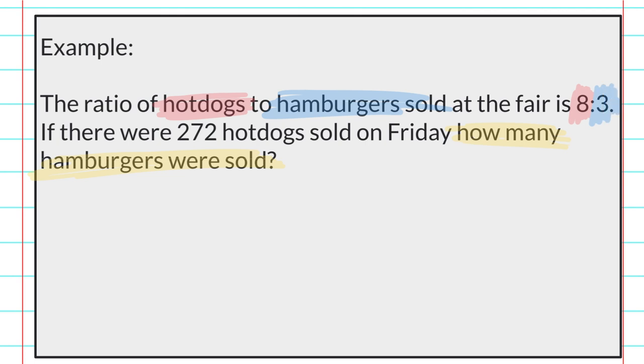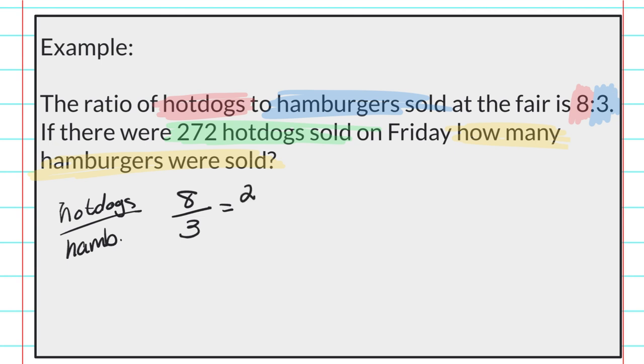So now that I've annotated my problem, let's go over here. I have hot dogs over hamburgers. So we'll go ahead and write that out. Hot dogs, I have 8, over hamburgers, I have 3, equals. I don't know how many hamburgers were sold, but I do know that there were 272 hot dogs sold. So for hot dogs, I'm going to write 272.